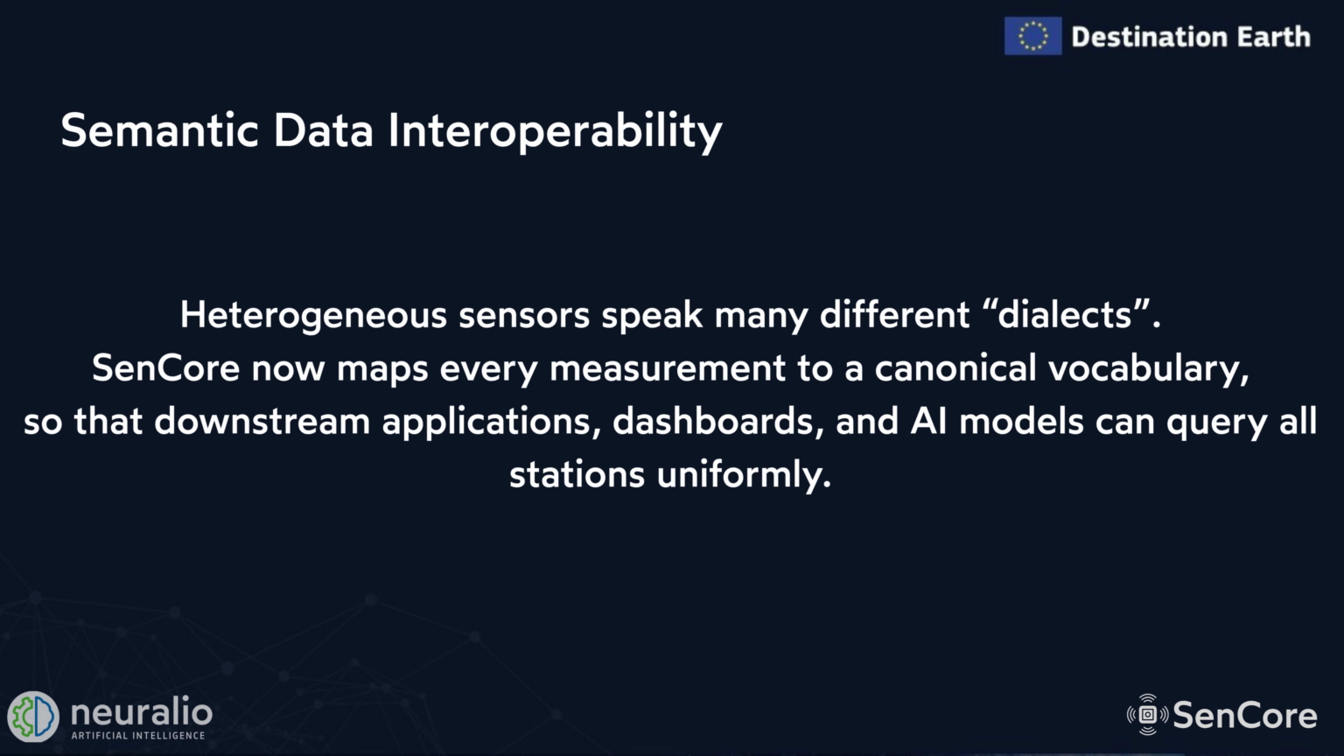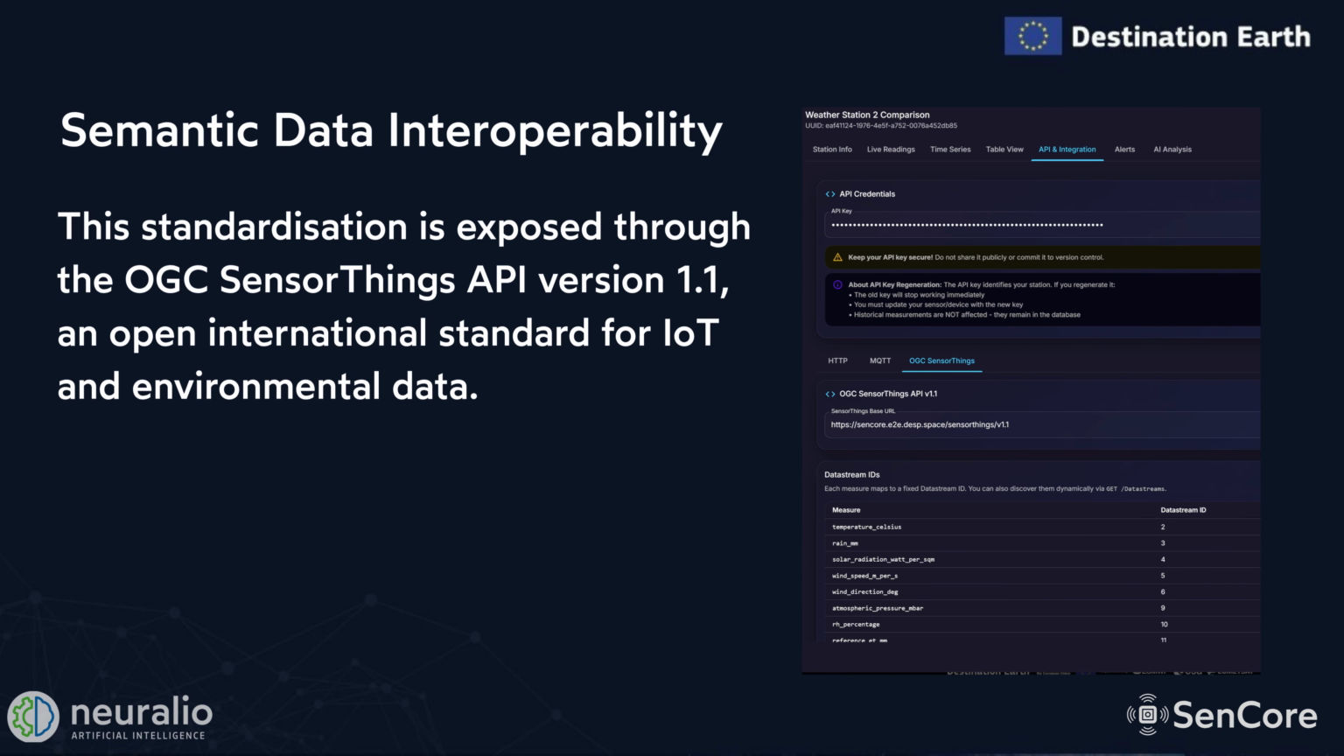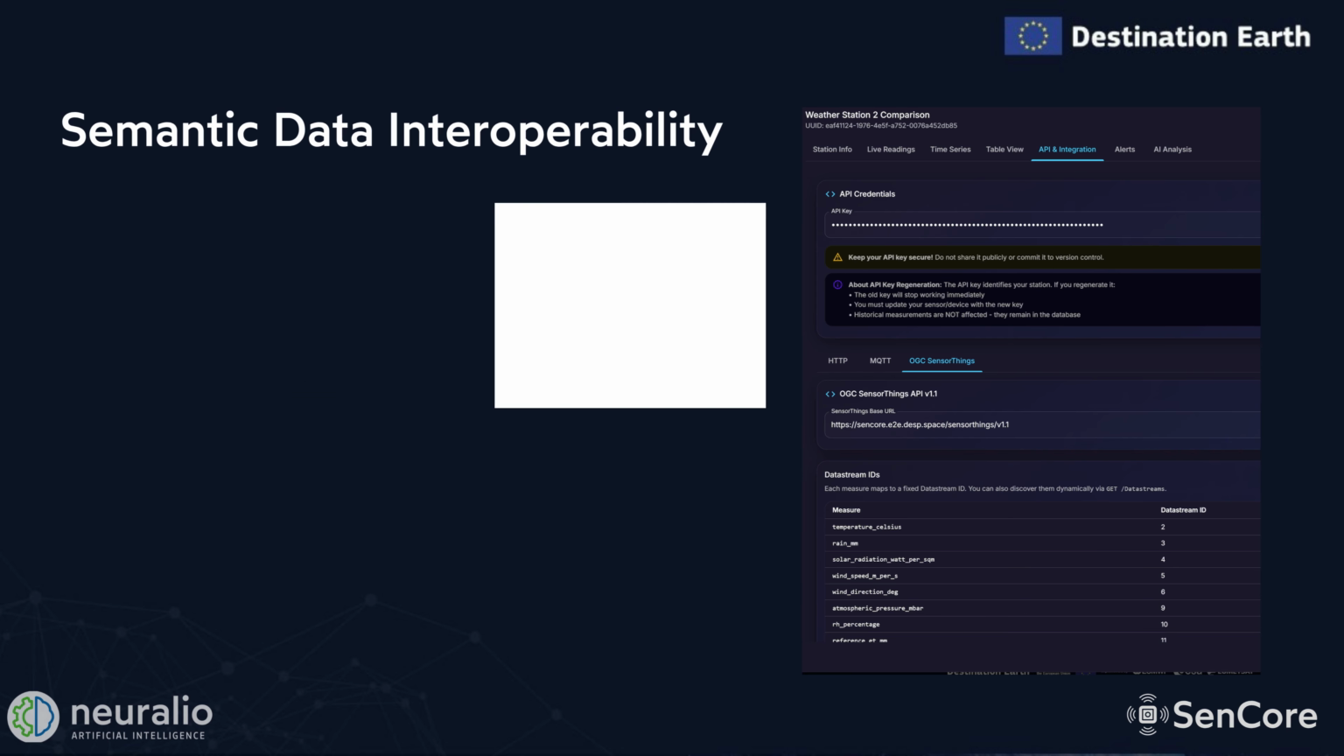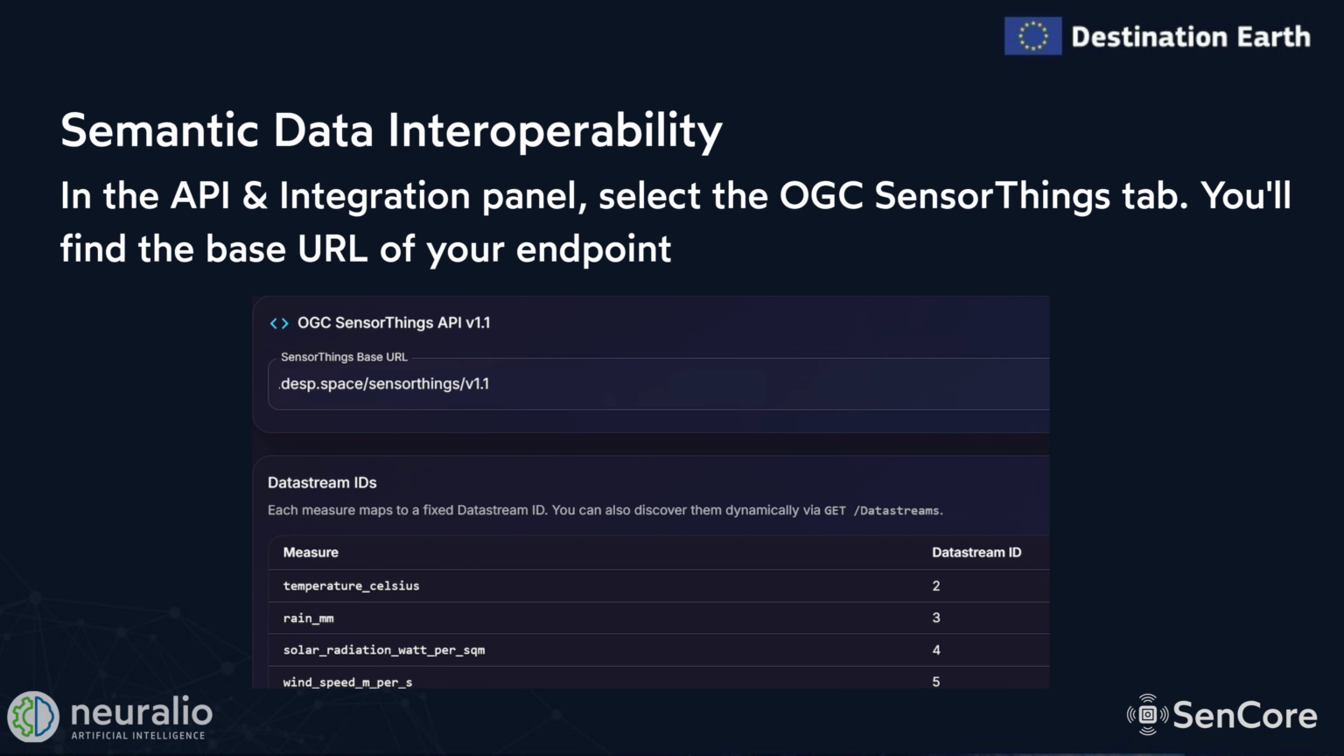The third new feature is semantic data interoperability. Heterogeneous sensors speak many different dialects. SenCore now maps every measurement to a canonical vocabulary, so that downstream applications, dashboards, and AI models can query all stations uniformly. This standardization is exposed through the OGC Sensor Things API version 1.1, an open international standard for IoT and environmental data.